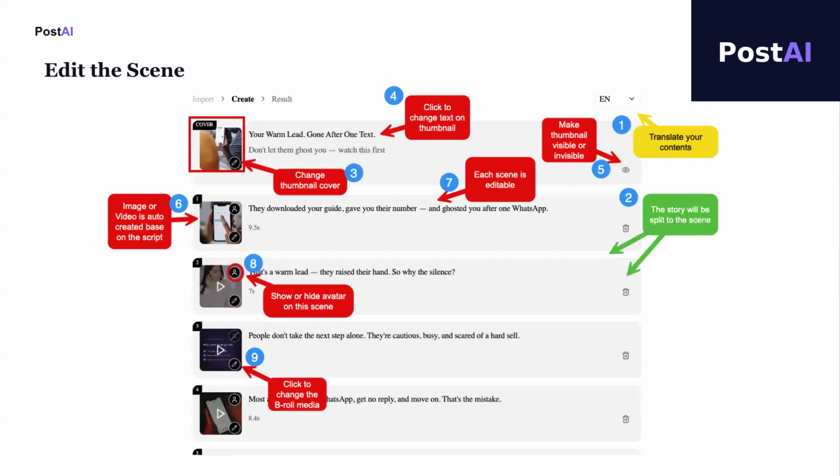After import, you will see something like this. It's a bit messy, but if you look line by line, each line or each row, we call a scene. The AI reads all the news and then splits it into different scenes, so you can manage each scene. For example, let me start from the beginning.